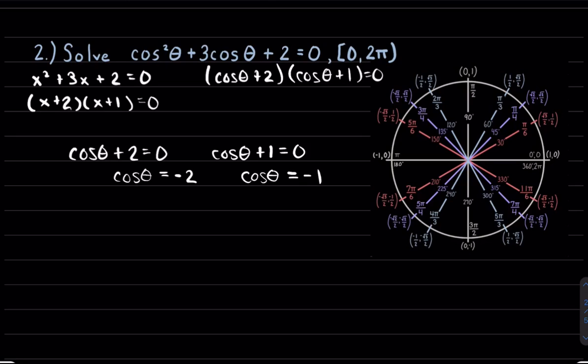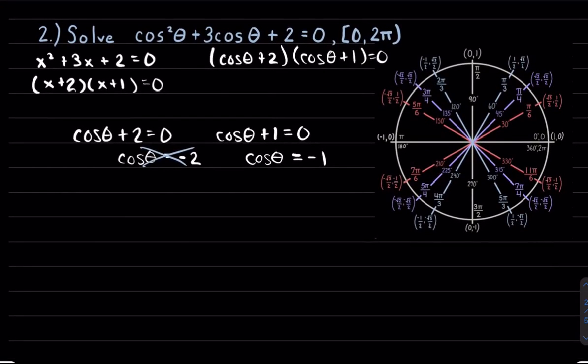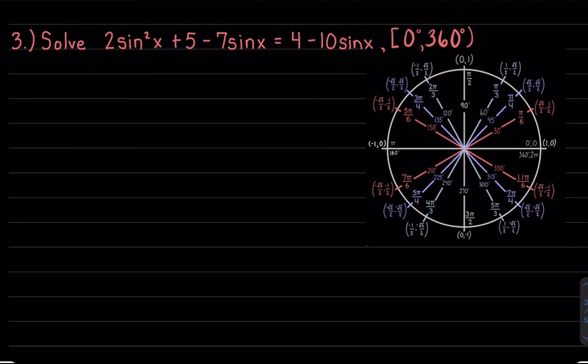Now, on the unit circle, remember that cosine, the max value it goes to is 1, and the lowest value is negative 1. Regardless of if you're going to the left or to the right or up or down, the highest value is 1 and the lowest value is negative 1. So therefore, negative 2 is not within that range. We cannot include negative 2 in our answer. It doesn't exist. Well, cosine theta equals negative 1. Cosine theta is equal to negative 1 here at pi. Theta equals pi.